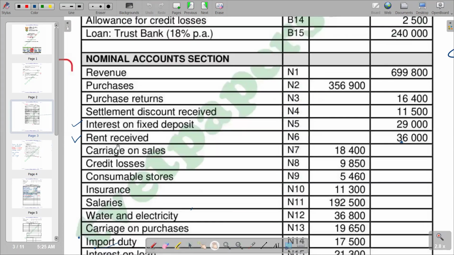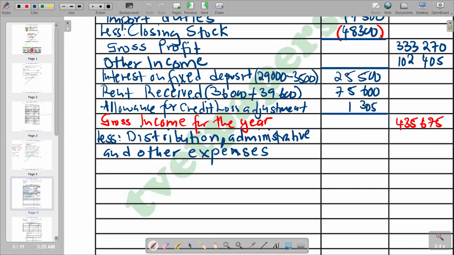So we start here, we've got carriage on sales, it's part of that. We've got 18,400. But before you put 18,400, you need to go to the information given to see if you've got anything that is going to adjust this figure. If you don't have, you put it as it is. So in this case, we are going to transfer it as 18,400 since we don't have any adjustment. So we're saying carriage on sales.